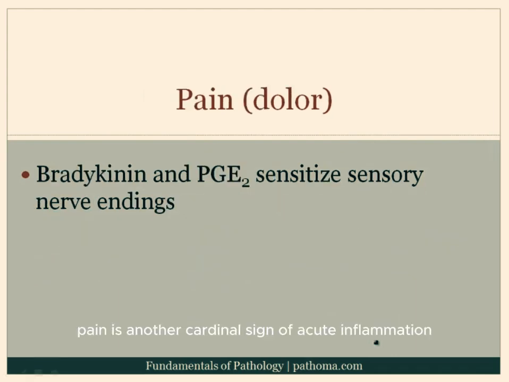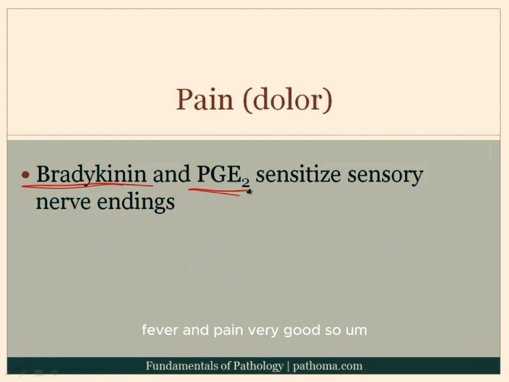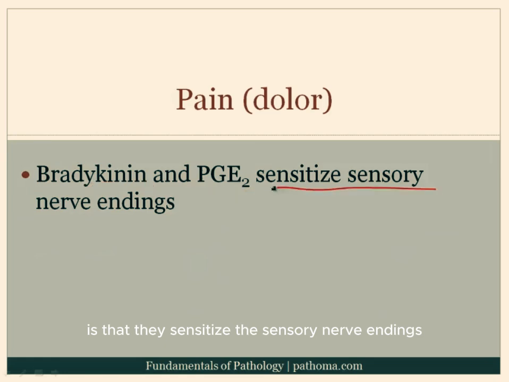Pain is another cardinal sign of acute inflammation. When a patient has acute inflammation, the region is often painful. And there's two things that mediate pain, and I've already covered them. Bradykinin, which was generated from high molecular weight kininogen. And then number two, prostaglandin E2, which, remember, prostaglandin E2 mediates what? Fever and pain. Very good. So prostaglandin E2 and bradykinin, the mechanism by which they allow for the formation of pain or the feeling of pain is that they sensitize the sensory nerve endings.